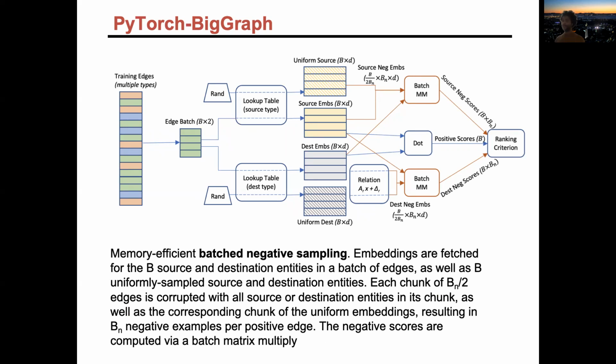So you take B source and destination entities, and you create negative samples from all of them all at once. And why does this matter? This way you convert your operations that do not have any arithmetic intensity into something that involves matrix multiplies. You can see these batch matrix multiplies. So the moral of the story is that converting your operations into matrix multiplies still applies even in an industry setting.